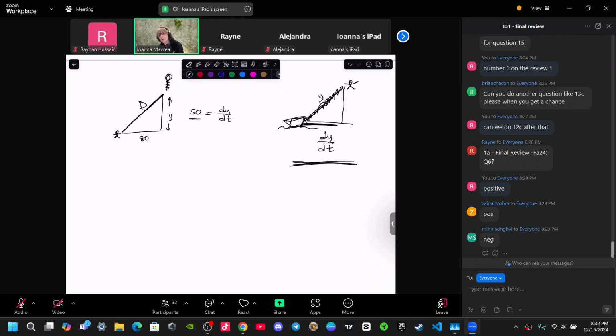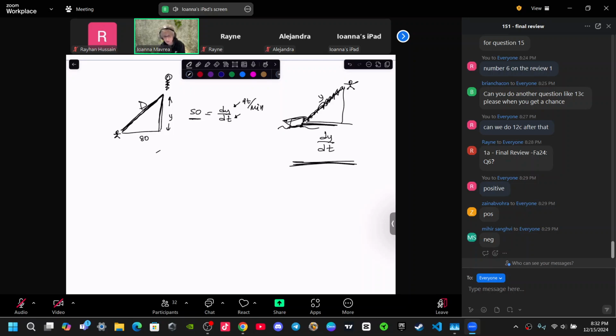It says find the exact value. It doesn't say what the quantity is, so I don't have to worry about units. But if I were to write the units, I would write the distance units over time units, so feet per minute. So 50 feet per minute. So write the equation that relates D and Y. So we have this picture. So I want to write the equation that has only D and Y as the unknowns, no other unknowns.